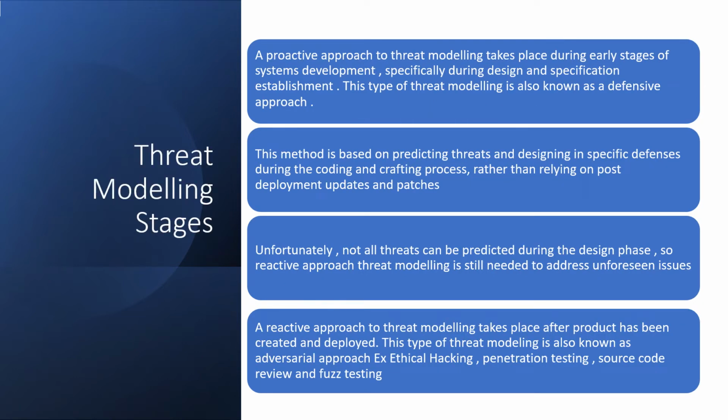Now let's talk about the threat modeling stages. There are various stages at which this threat modeling needs to be applied. We have two approaches. One is a proactive approach and another is a reactive approach. The proactive approach to threat modeling takes place during the early stages of system development, specifically during the design and specification establishment. This type of threat modeling is also known as a defensive approach, where the design flaws are identified and secure principles are followed at the time of coding.